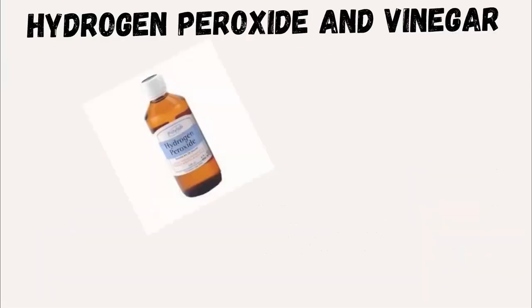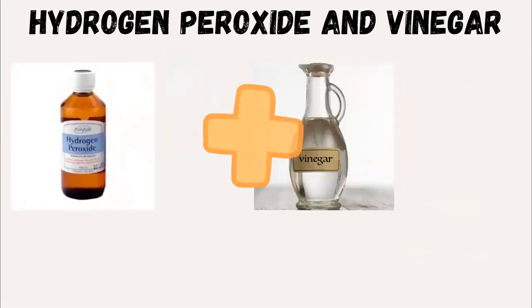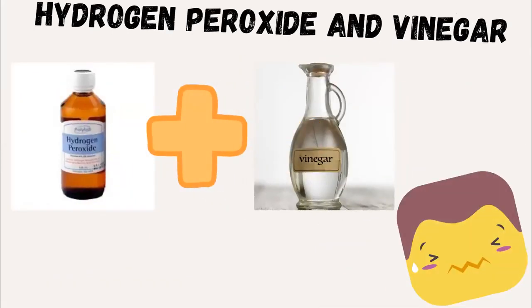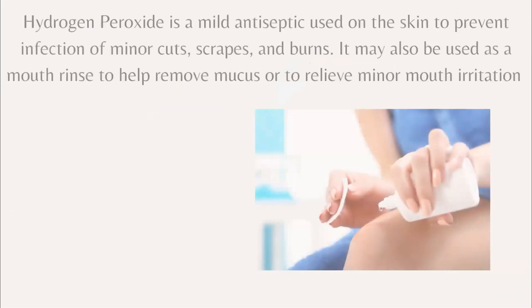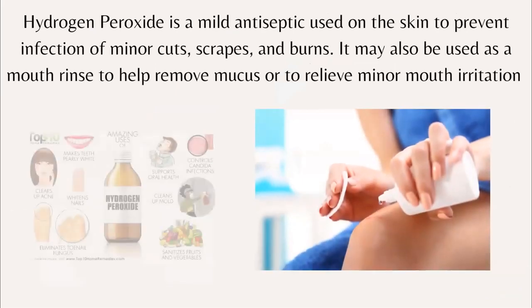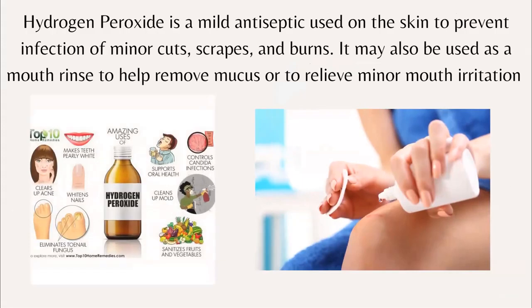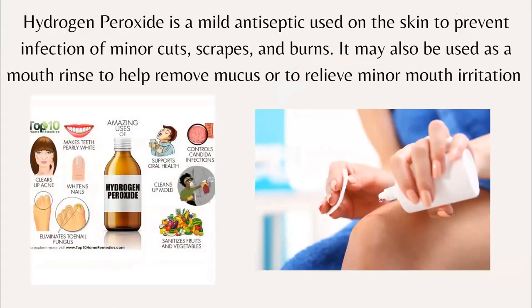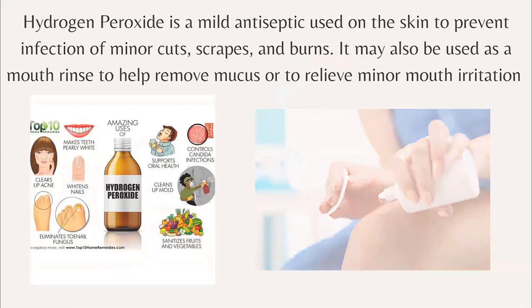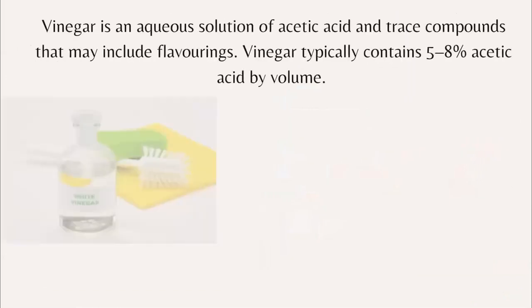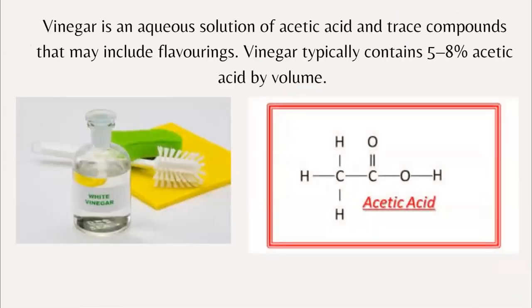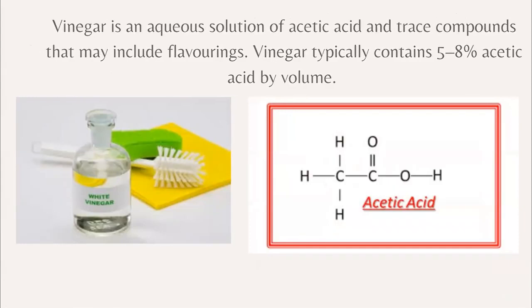The next combination is hydrogen peroxide and vinegar. Hydrogen peroxide is a mild antiseptic used on the skin to prevent infection of minor cuts, scrapes, and burns. It may also be used as a mouth rinse to help remove mucus or to relieve minor mouth irritation. While vinegar is an aqueous solution of acetic acid and trace compounds that may include flavorings, it typically contains 5 to 8% acetic acid by volume.